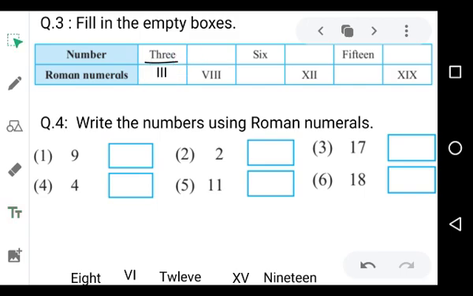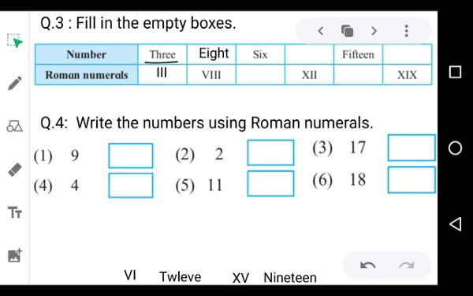Second one is V and then 3 times I is given. On the right of V is 5 and 3 times I means 3. So 5 plus 3 is 8. So here we have to write 8 in words.